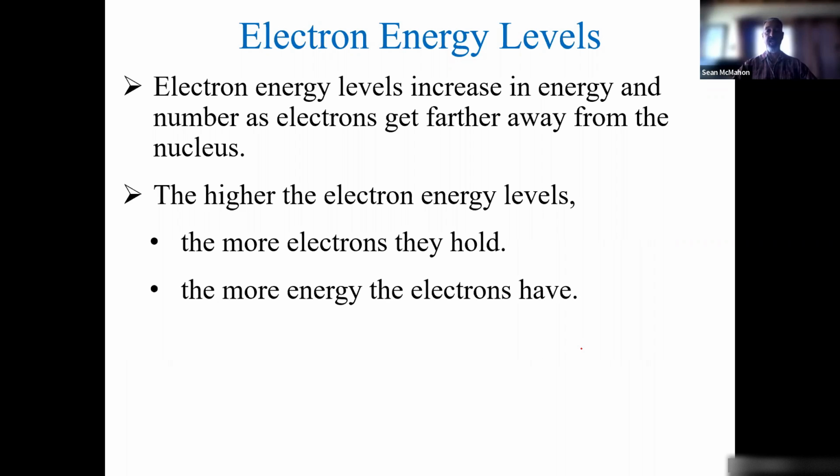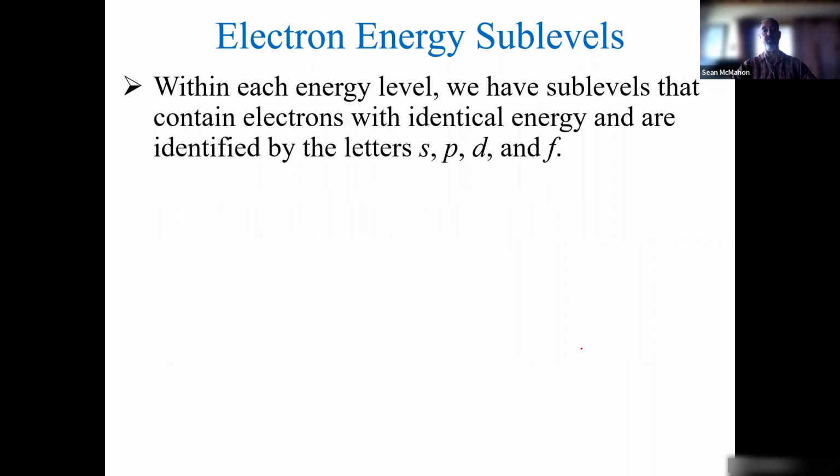The more energy the electrons have. So basically, the further away I get from the nucleus, the more energy the electrons have, and the more electrons I can fit in that orbit or energy level. What's tricky for students is not so much the concept of periods being energy level 1, energy level 2, it's that within the energy levels, we actually have sublevels. And that's where it gets a little tricky.